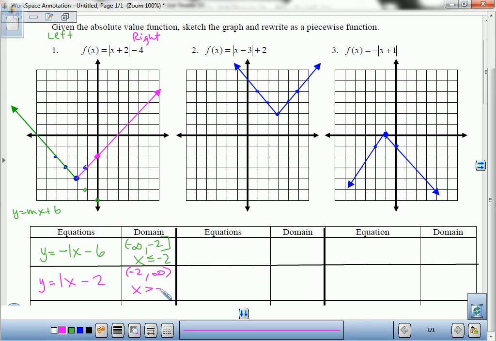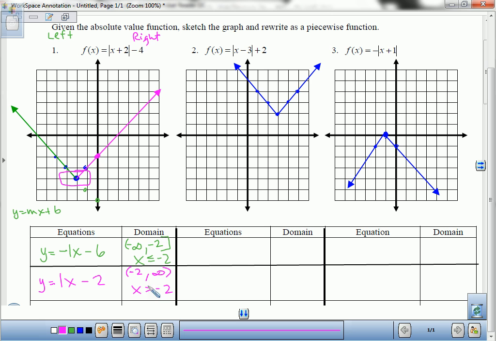Now, one thing I want to talk to you about. When we're taking one function and breaking it up into multiple functions, if they share a point, like this one, they share the vertex. The left side and the right side have the same point. What you have to do is include it with one, but not with the other. And it doesn't matter which way you go with it. So you could have your inclusion here and not here, or vice versa. So either one would be correct, but you can't include it for both.